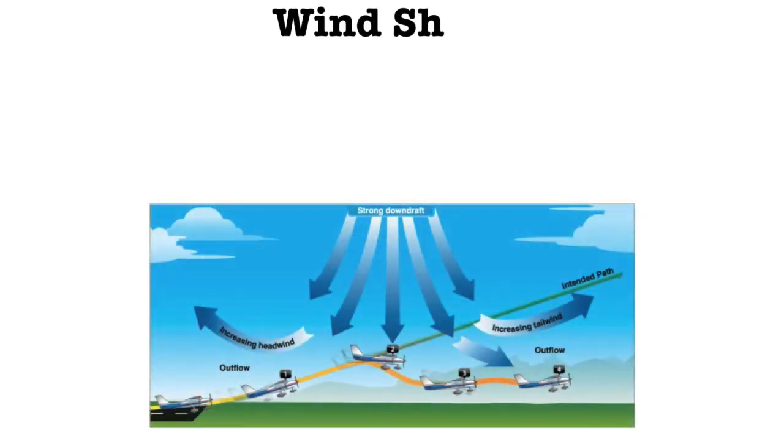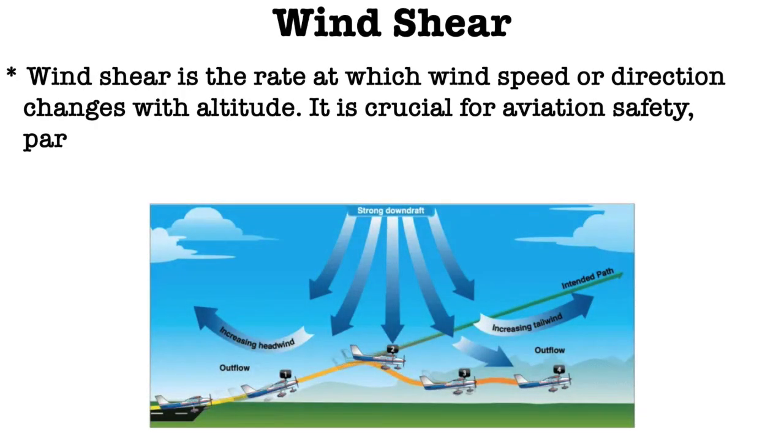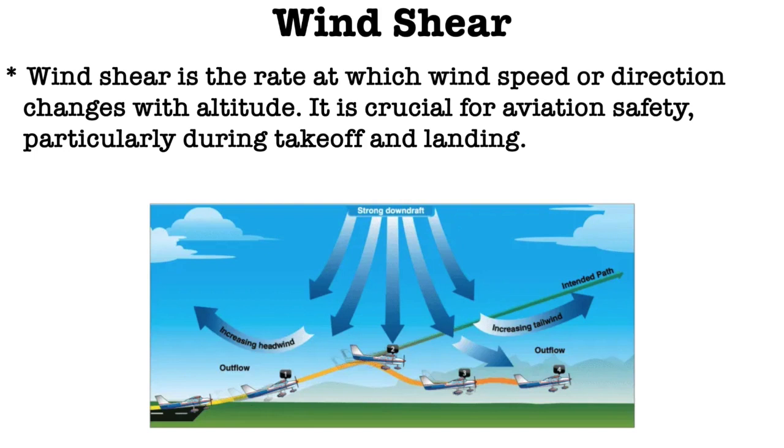Next is wind shear. Wind shear is the rate at which wind speed or direction changes with altitude. It is crucial for aviation safety, particularly during takeoff and landing. Severe wind shear can result in hazardous conditions for aircraft.